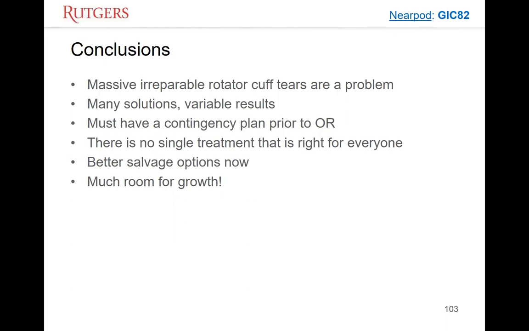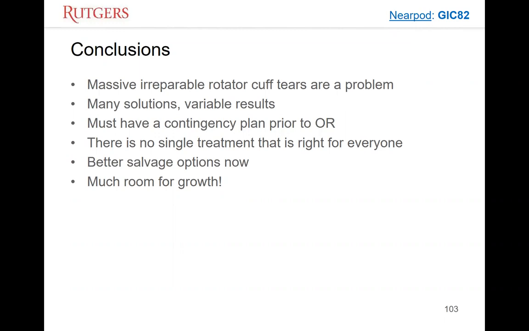Thus, the surgeon must be prepared with a contingency plan prior to setting foot in the operating room so that they can make the appropriate decisions intraoperatively. Many of the procedures that we talked about are not possible without special tools and grafts that need to be arranged for ahead of time. It's important to emphasize that although there are multiple effective treatment options for these injuries, patient selection is critical, and no single treatment's right for everyone.